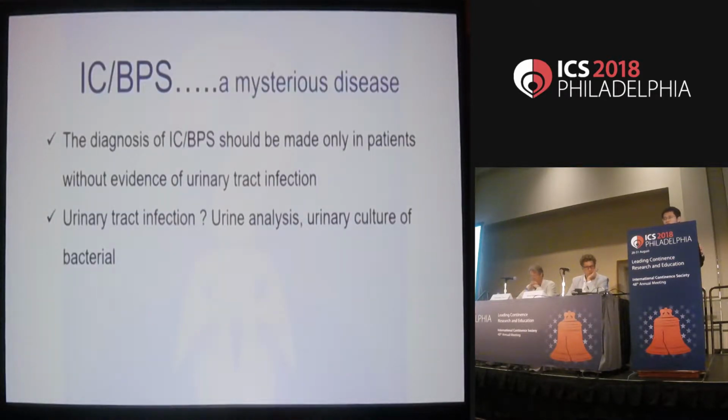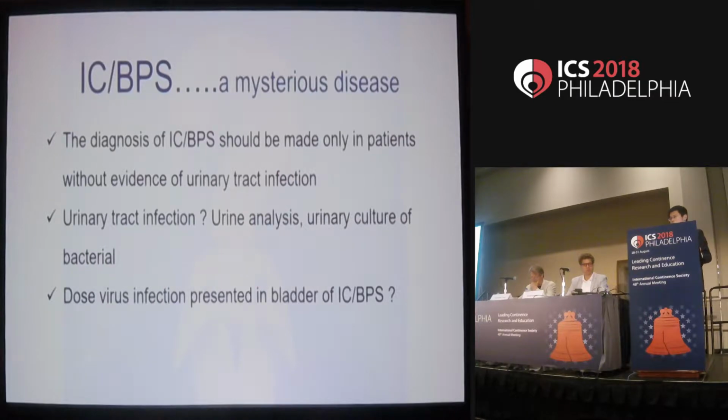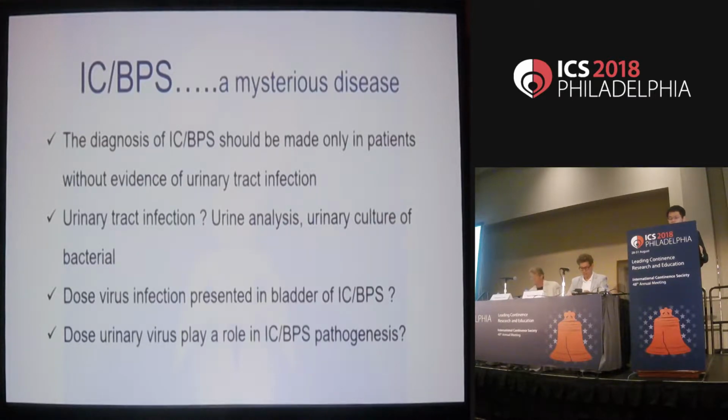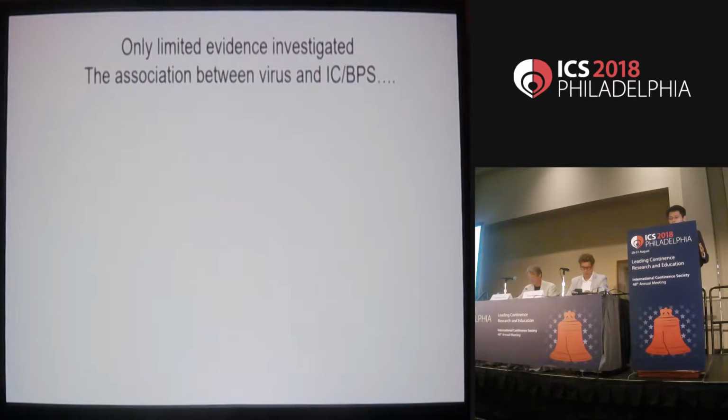We know that for IC/BPS, the diagnosis of IC should be made based on no evidence of urinary tract infection. But the question is, what is a urinary tract infection? Currently, UTI is diagnosed based on urinary culture of bacteria or urinalysis. But what about virus infection in IC/BPS patients? Does urinary virus have a role in IC/BPS pathogenesis?